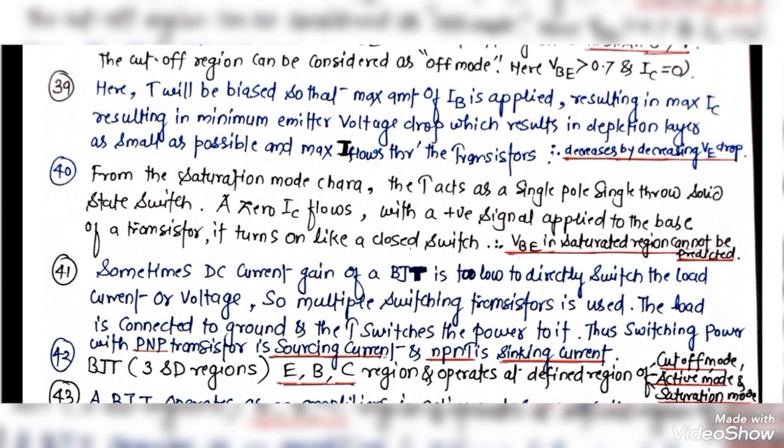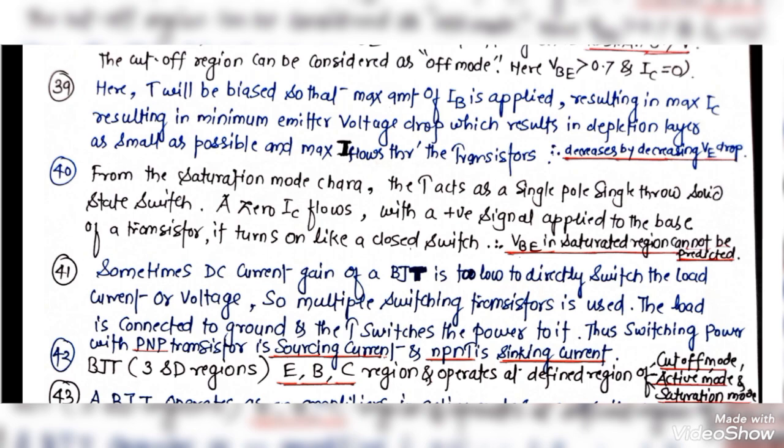Here the transistor will be biased so that the maximum amount of IB is applied, resulting in maximum IC, resulting in minimum emitter voltage drop, which results in a depletion layer as small as possible and maximum current flows through the transistor, therefore decreases by decreasing emitter voltage drop.